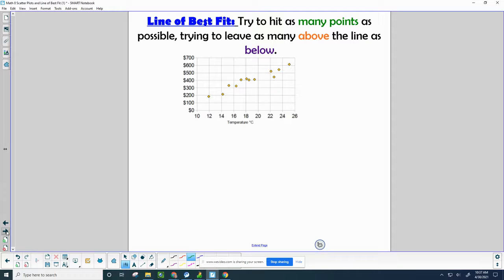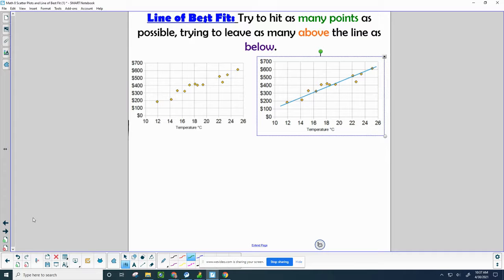So to draw a line of best fit, we do something that looks like this. We'll show you with this data right here. The line will come up through the data and try to hit as many points as possible, and try to leave as many points above the line and below the line as well. So it might look something like this. Now these straight lines that we're going to draw are approximations. So it's not going to be exact for everybody when we do these, but you can get them pretty darn close.